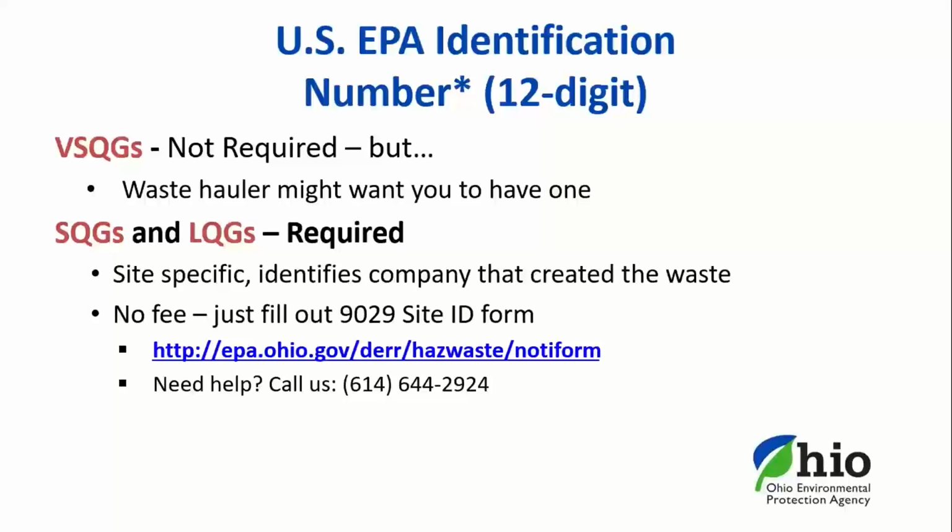If you generate, treat, store, or dispose of hazardous waste, or if you store recyclable materials prior to recycling them, you may be required to obtain a US EPA Identification Number and notify Ohio EPA of your hazardous waste activity. If you're a VSQG, you're not required to obtain an ID number, but SQGs and LQGs need one. And keep in mind, ID numbers are site-specific. So if your company has more than one site that's required to obtain a number, you need to submit a form for each individual site.